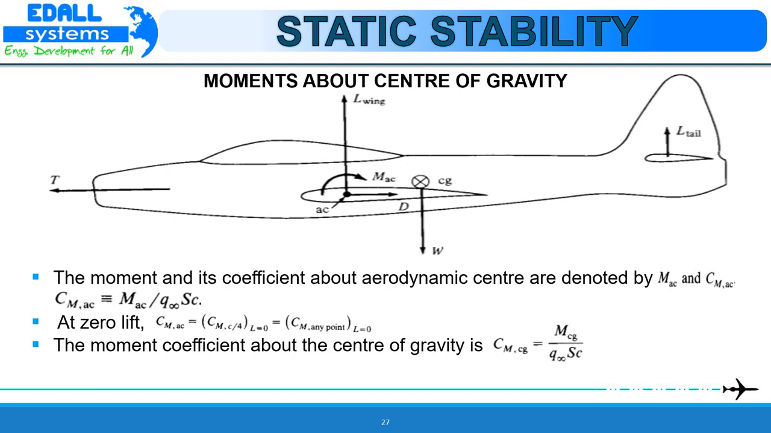The moment coefficient about the center of gravity is defined as CmCG equals moment about the center of gravity divided by the dynamic pressure, wing area, and wing chord. Combining the preceding concepts, an aeroplane is in equilibrium in pitch when the moment about the center of gravity is zero. That is, when the coefficient of moment about the center of gravity is equal to zero, the aeroplane is said to be trimmed.